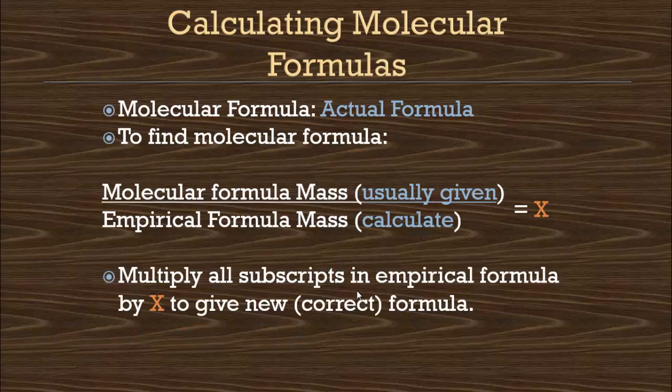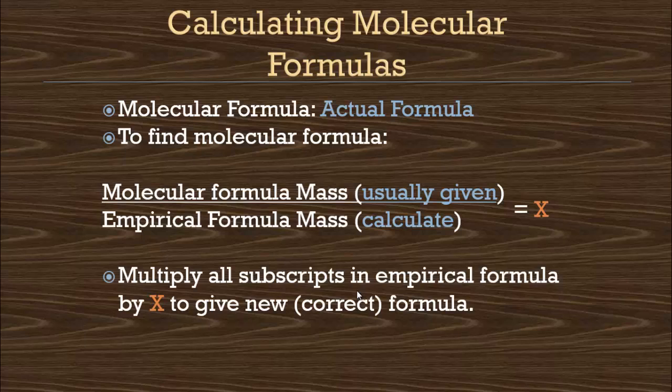Now remember, your empirical formulas were not necessarily the true formula. So how do we get the true molecular formula, which is our actual formula? Well, to do that, we need to know the empirical formula. So to find our molecular formula, we're going to take the mass of the molecular formula, which they usually have to give you. Otherwise, I don't know how you're going to really figure this out. So they should give you the molecular formula mass. Then you're going to divide by your empirical formula mass.